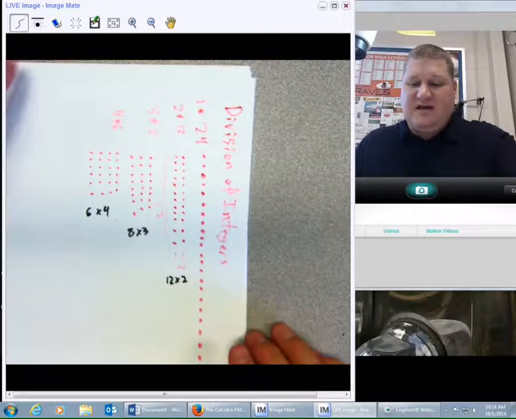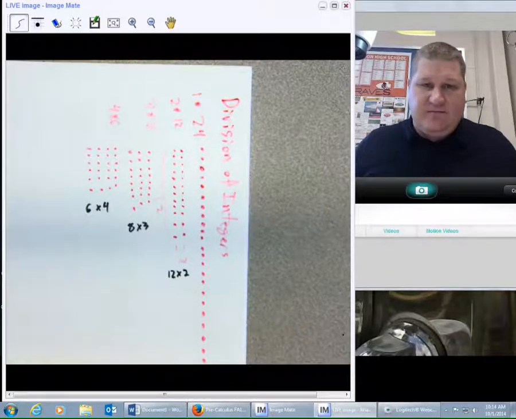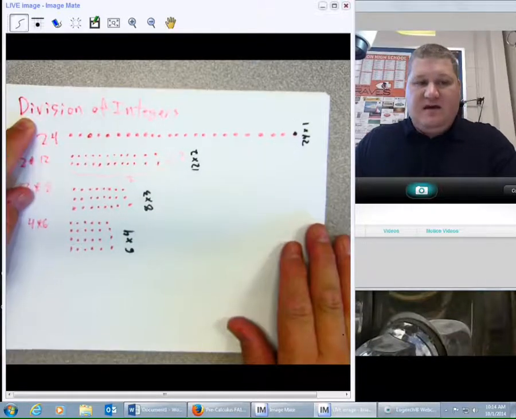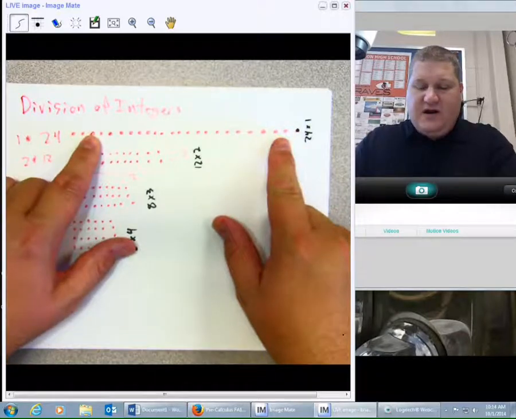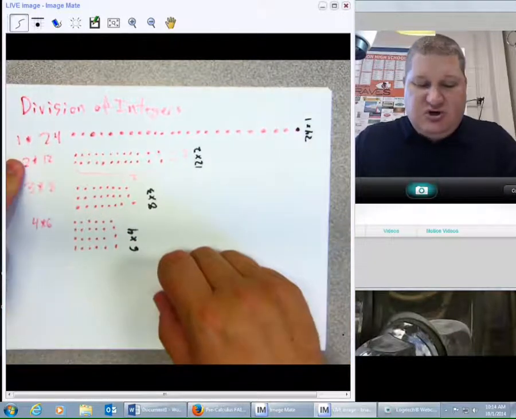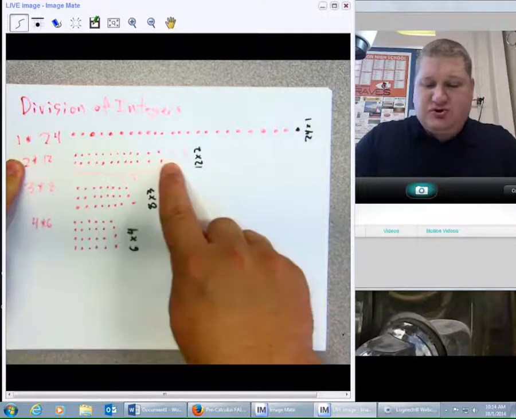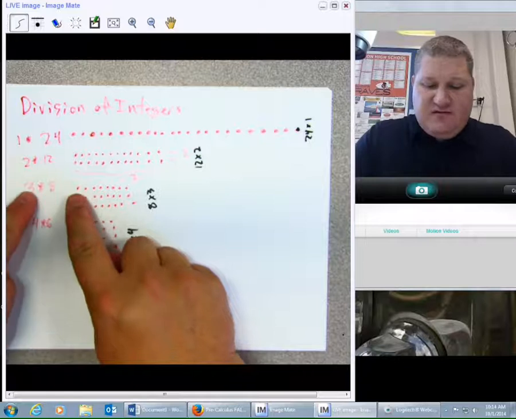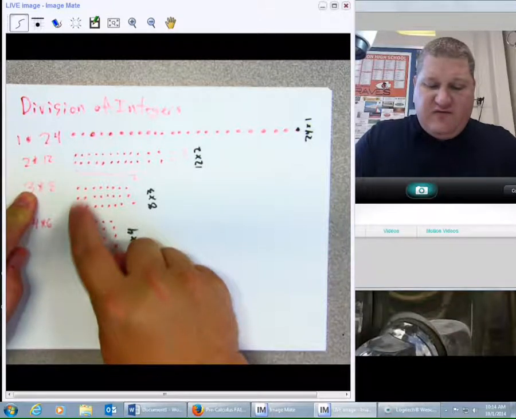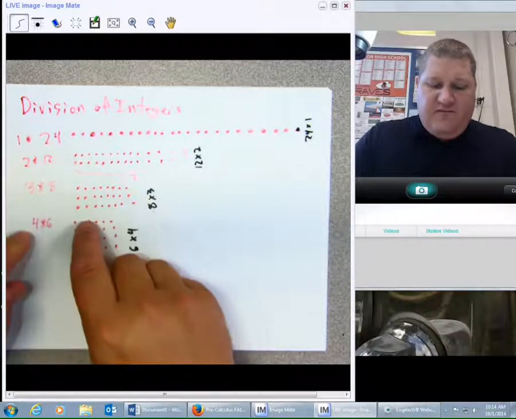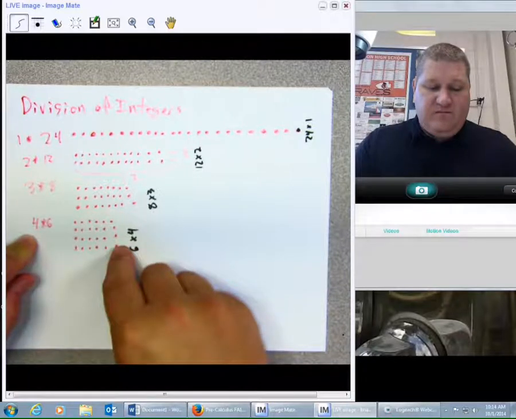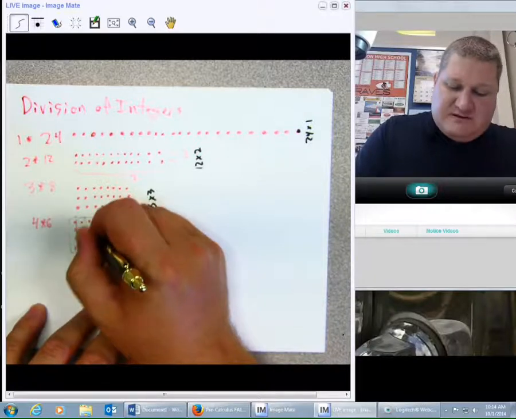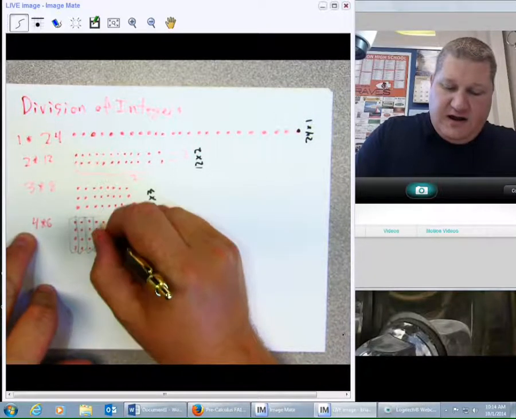Means the same thing. Now you say, well, that's multiplication. No, we're doing division. Because I divided all 24 dots by 2's, and I came up with 12 sets of 2's. I also divided it by 3, so I have 8 sets of 3. 4 sets of 6. So you'll notice division is saying how many groups of 4 do I have?